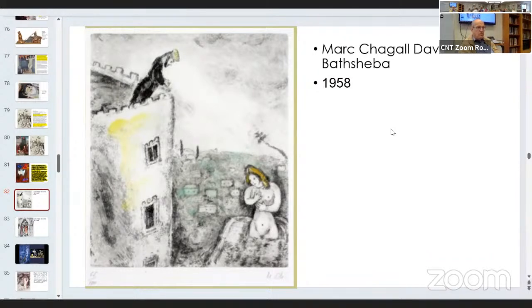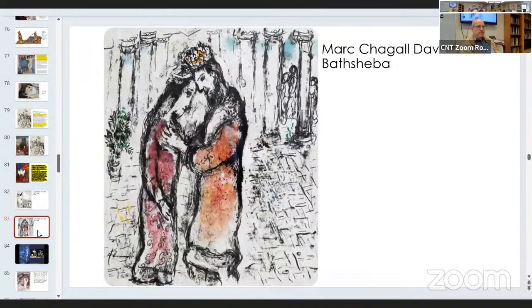Ancient Jerusalem, just a beautiful portraying of it. Here's another Chagall, Bathsheba, the moment that they meet. We see here the people of the palace behind. We see sort of an intimate moment between them.